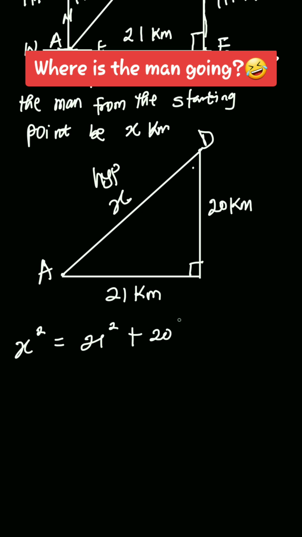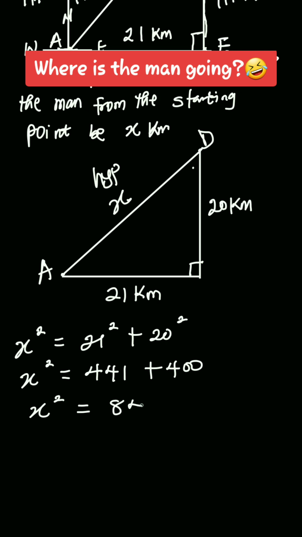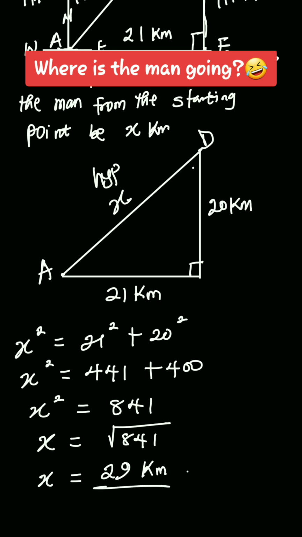So we have x squared equal to the sum of the squares of the other two sides, 21 squared plus 20 squared. So x squared equals 441 plus 400. So x squared is 841. And then we find the square root of both sides. This is going to be the square root of 841. And x, which is the distance of the man from the starting point, is 29 kilometers.